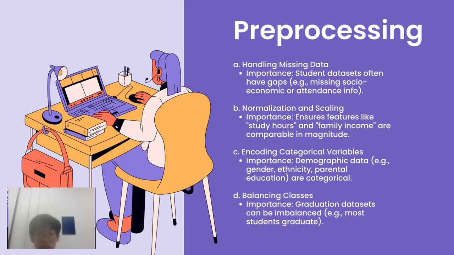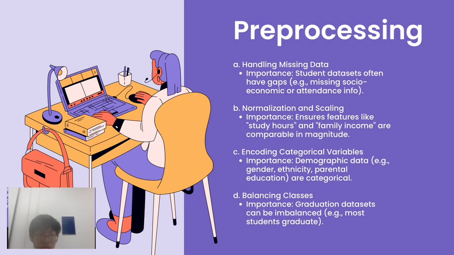And then finally, balancing classes. Graduate datasets can be imbalanced. Most students graduate, and if you only give the machine a dataset wherein all students graduate, and you give it a mix of students who have different variables or different data, like students who study a lot and study a lot less, what ends up happening is the machine's going to think that every student by default is going to graduate, and that's a problem.